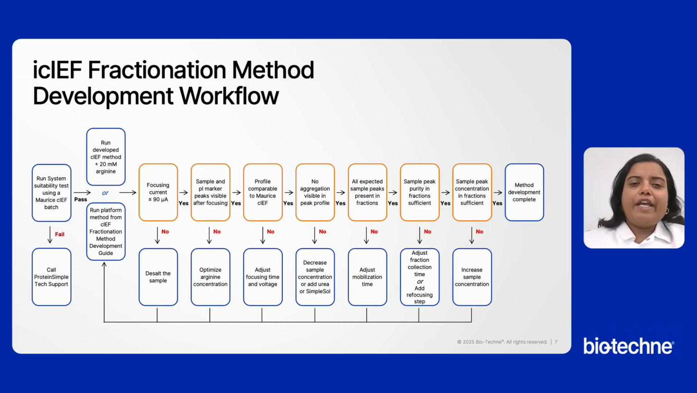For your icIEF fractionation method development, it starts with the previously developed Maurice icIEF method, and you'll typically only need to optimize a few parameters from there. For many molecules, adding an additional 20 millimolar arginine to the final sample with the separation mix used for your Maurice icIEF method provides sufficient fractionation performance, and you don't need further development.